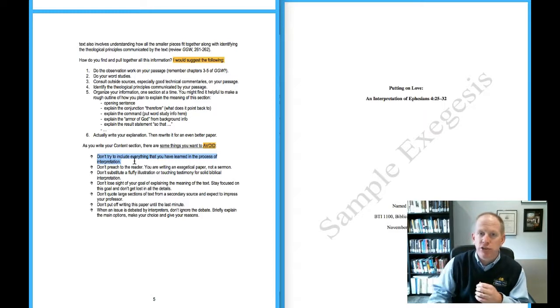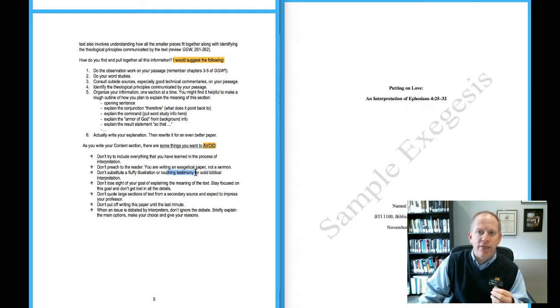Number 2, don't preach to the reader. You're writing an exegetical paper, not a sermon. Don't substitute a fluffy illustration or touching testimony for biblical interpretation. This paper is not where that goes. That would be great in the presentation of a sermon, but not in an exegetical paper. Don't use phrases like I believe or I think. That doesn't go in an exegetical paper. And don't use the illustrations to explain it.